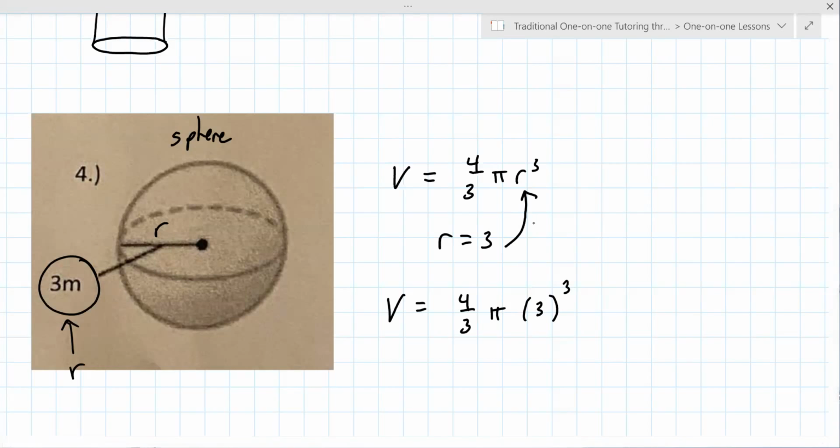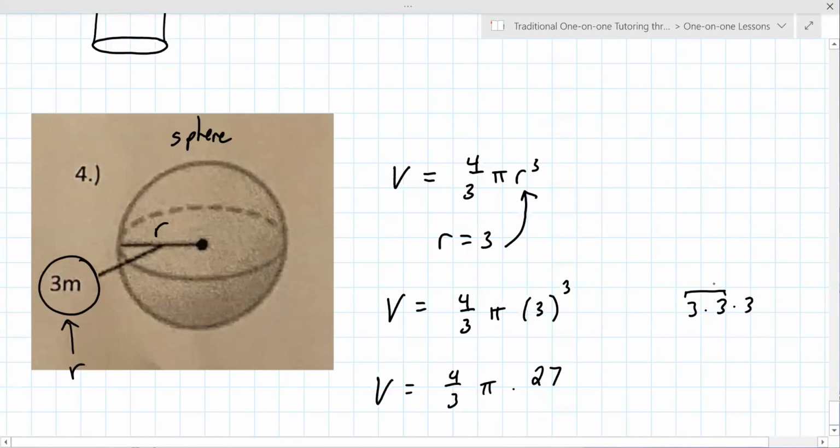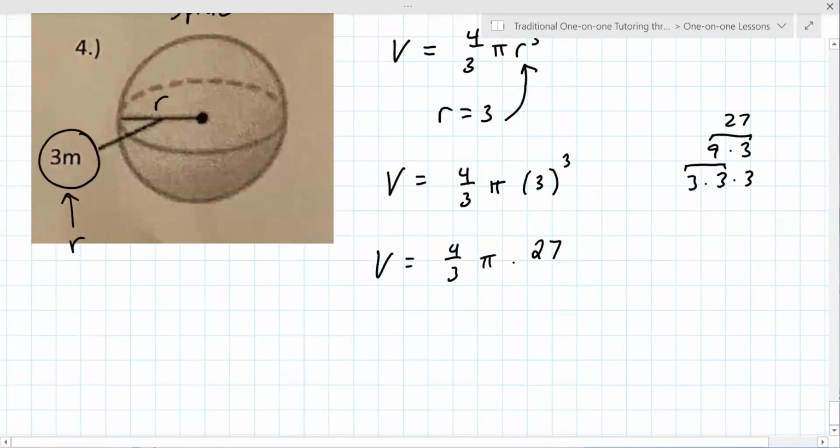Wait, you want me to put r into the equation? Well, I'm going to help you here. So what is 3 to the power of 3? It's 3 times 3 times 3. So, 9 times 3, 27. Now, when you multiply, if I asked you to multiply 2 times 3 times 4, you can actually do it in any order you want. So over here, you're going to multiply the 4/3 times 27.